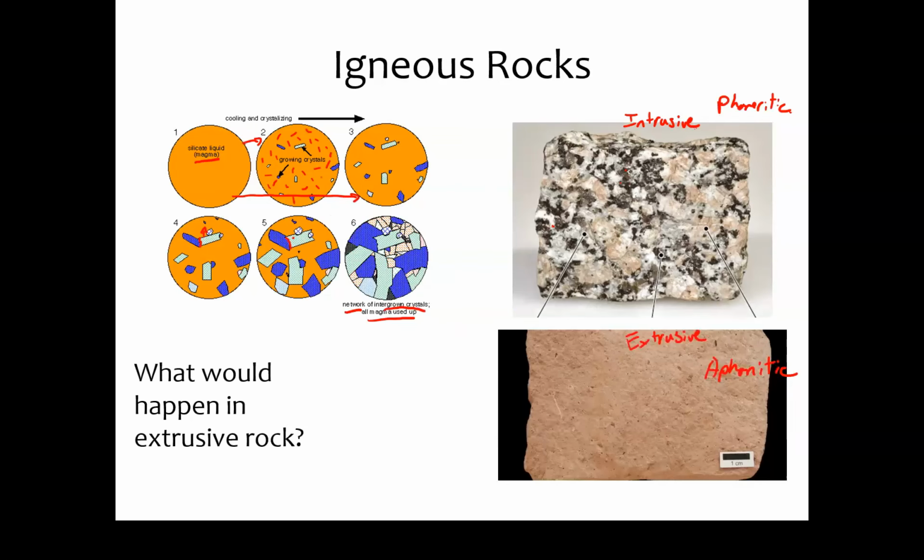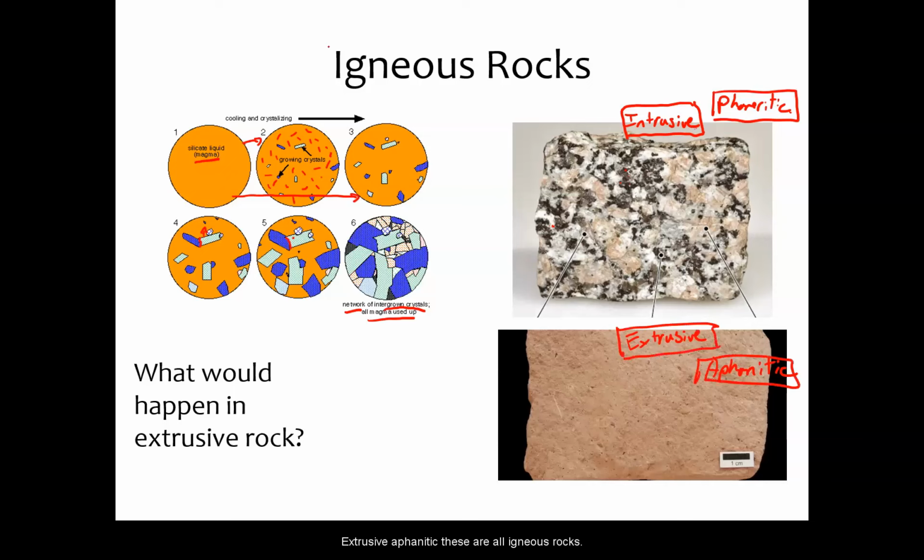Before we go on here, I'm not going to do this every time, but let's write down some of the vocab words, or at least highlight them here, because I've already written them here, that you should have written down in your notes somewhere. Intrusive, phaneritic, extrusive, aphanitic. These are all igneous rocks. These are vocab words that you are going to need to know. So somewhere you should have these definitions written down, at least in your own words.